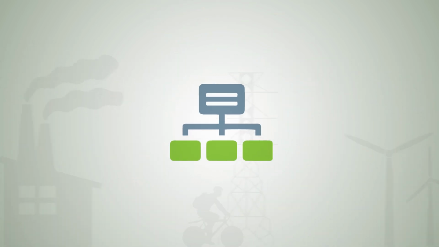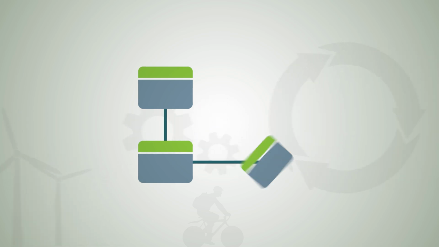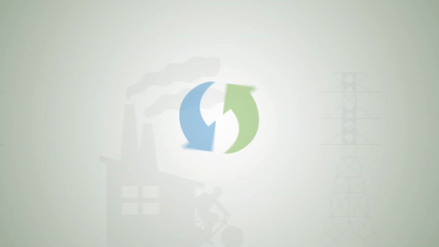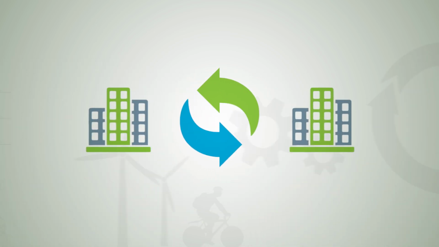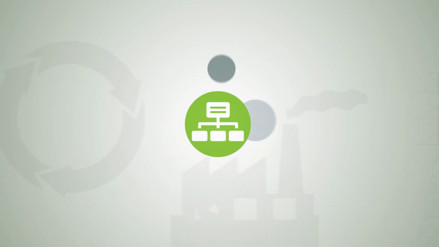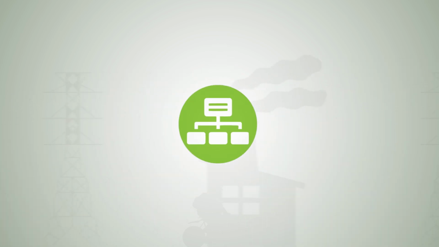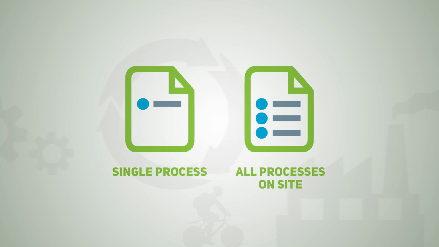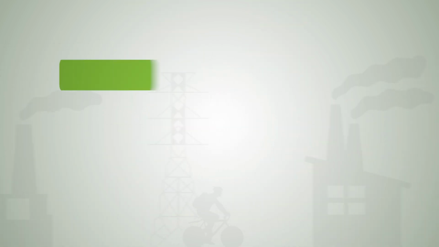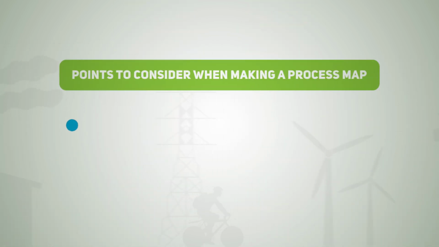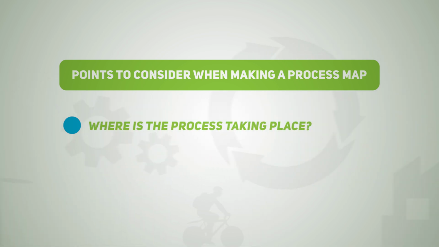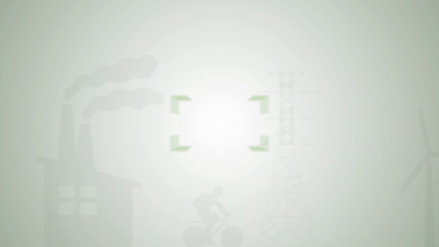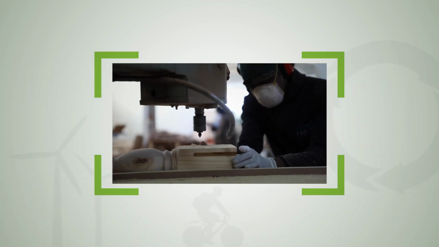The process map, looking at how resources move through your business, is a systematic approach to identifying resources available for exchange to create a synergy with another company. The process map can be as detailed or as simple as you want it to be, and can focus on a single process or can map your entire worksite. When developing a process map, consider where the process is taking place and what resources go in and out of that process. For instance, input materials.